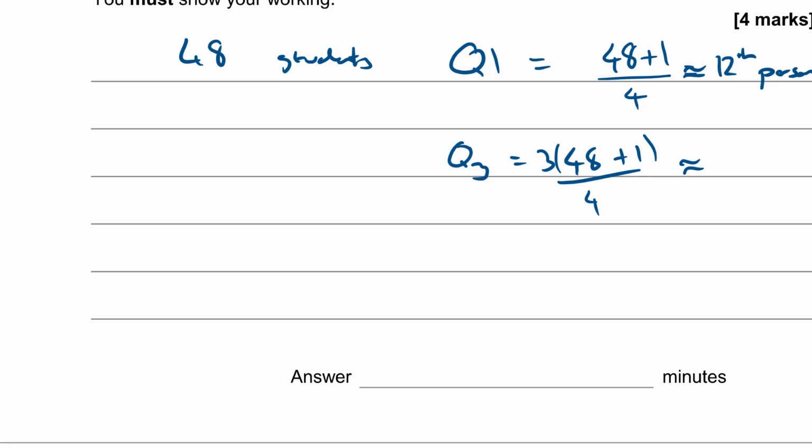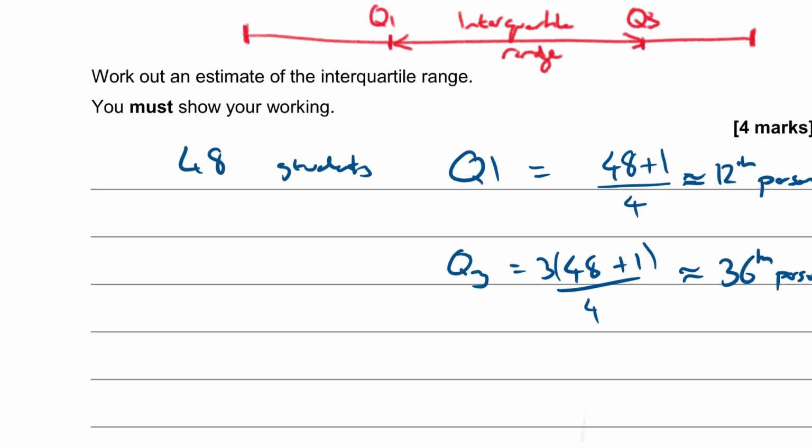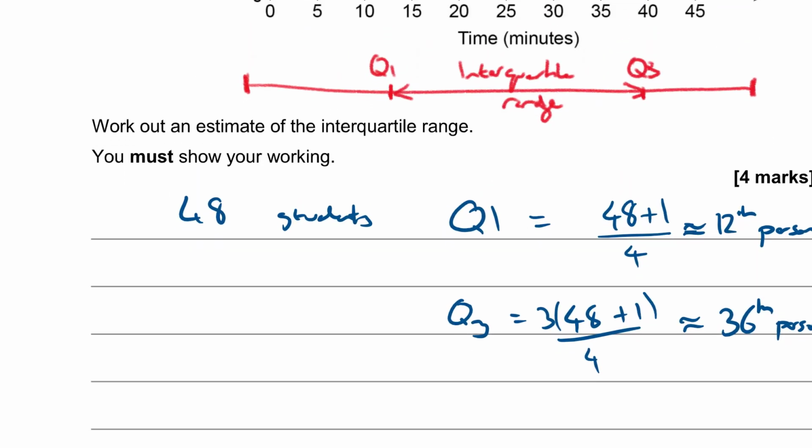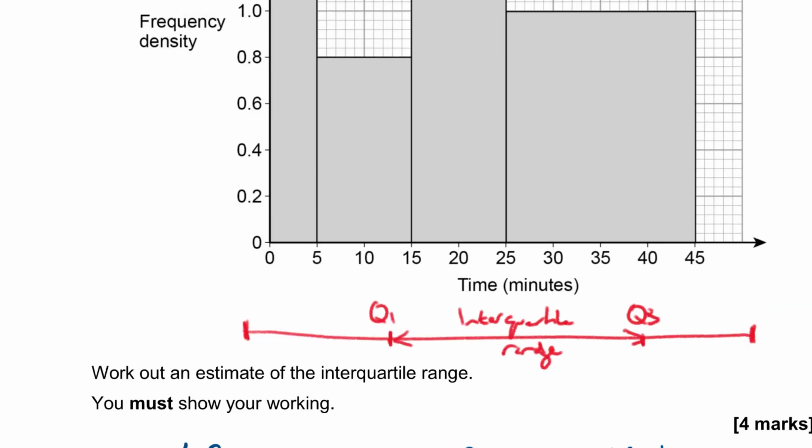So I'm going to say that's roughly, again because it's going to give me a bit of a weird number, I'm going to say that's roughly the 36th person through the data set. Okay, so where is person number 12 and where is person number 36 in this data set?